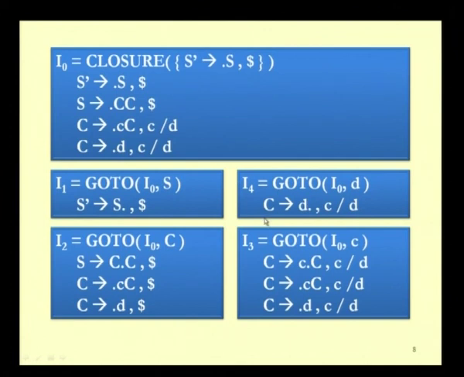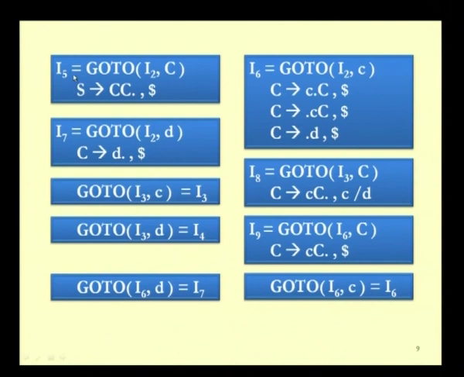So, that is the states up to I4, and we have more states also. Here we have I5 with an item of the form S derives CC., comma dollar, and I6 is having once again a new set of items: C derives c.C, comma dollar, C derives .cC, comma dollar, and C derives .D, comma dollar. So, I7 is C derives D., comma dollar, and I8 is C derives cC., comma c or d. Then I9 is capital C deriving small c followed by capital C dot, comma dollar, and all the other transitions are leading to the same states.